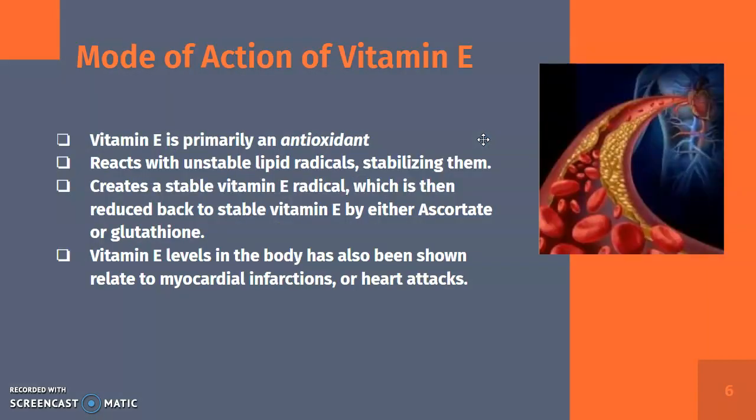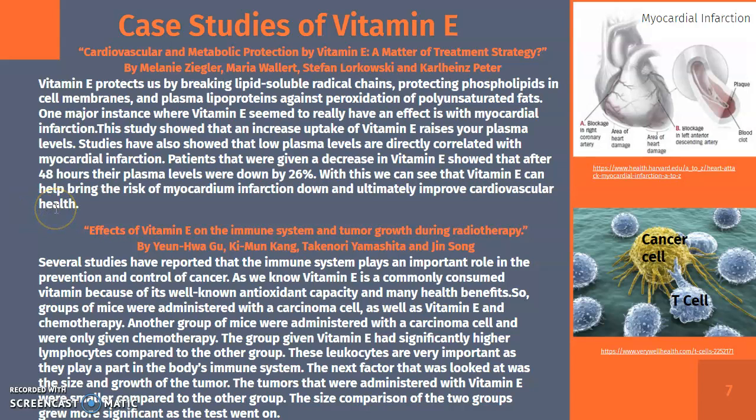Vitamin E's primary mode of action is as an antioxidant. It reacts with unstable lipid radicals, stabilizing them into a stable vitamin E radical, which is then reduced back to vitamin E by either ascorbate or glutathione. Vitamin E levels in the body have also been shown to be related to myocardial infarctions, or heart attacks. We're going to go more into depth with how it does that with those heart attacks in the next slide, where we have a couple of case studies for you.